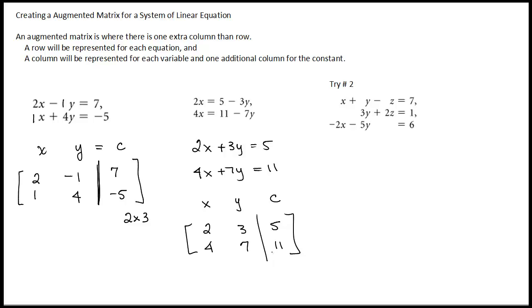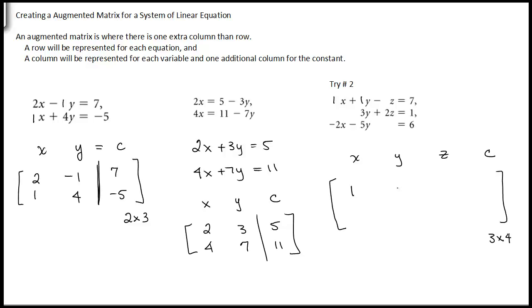So for try number 2, I do have it in the proper format in the sense that all the variables are on the left. They are in their own little columns, all constants to the right. Because this is 3 variables, I want to have an x column, a y column, and a z column, and my constant. So this is going to be a 3 by 4.